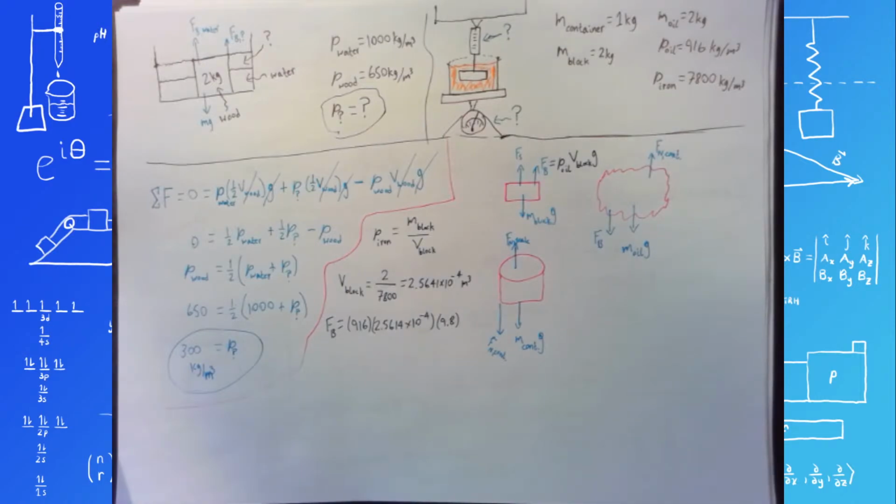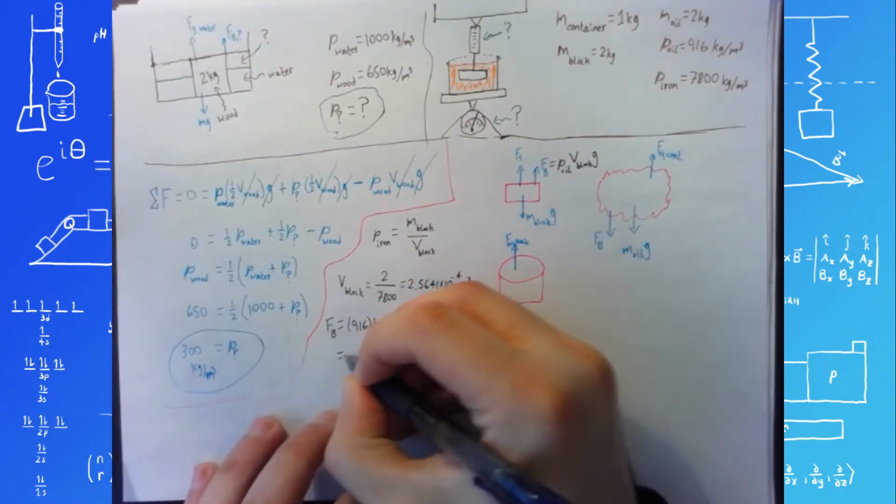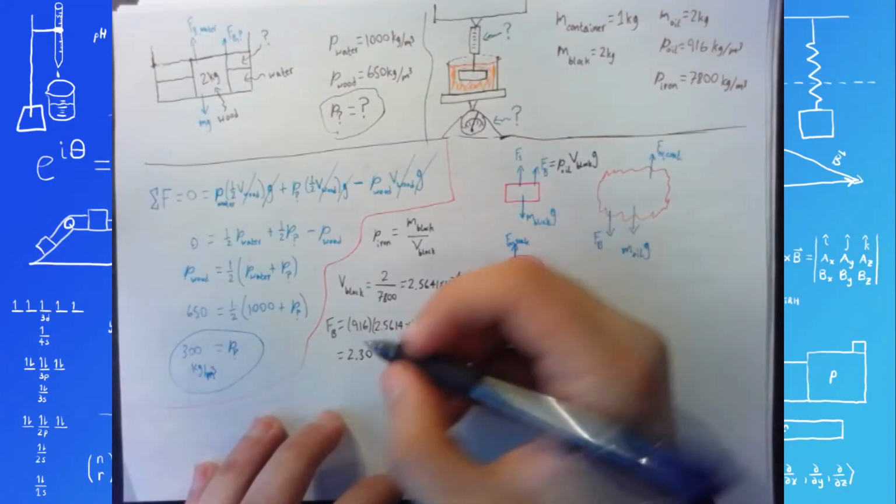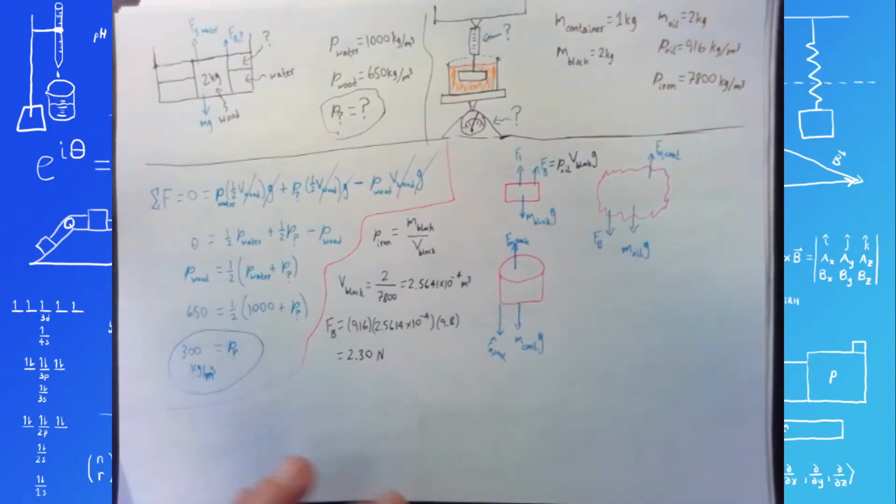Okay, 916 times 2.5614 times 10 to the negative 4 times 9.8. And that is 2.299. I'm just going to round it to 2.30. I'm going to say that's 2.30. And since I used standard units, that should be in newtons.